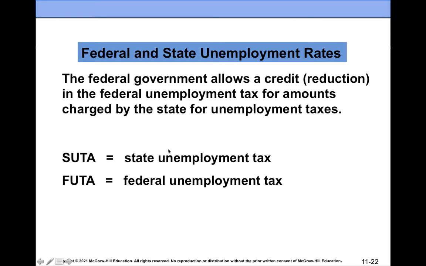SUTA is usually a higher percentage, and it changes from business to business. Right now, with high unemployment due to the pandemic, I would expect that SUTA will increase the percentage significantly. And that's the actual amounts of money. It's a piggy bank.